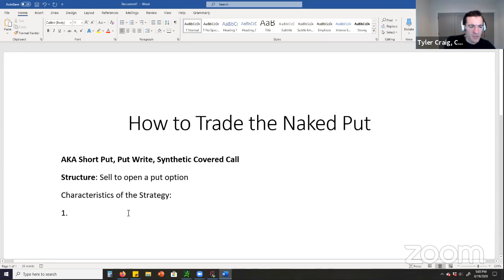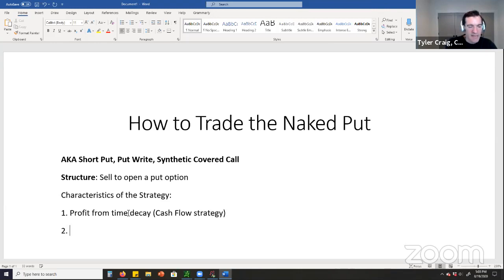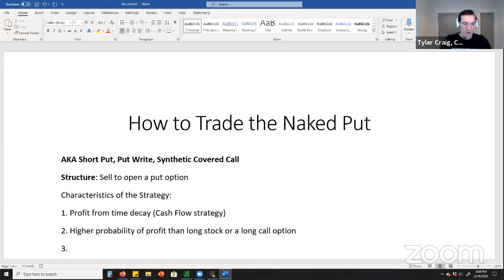So why do we like naked puts? Number one, you profit from time decay. This is a strategy that makes money as time passes. As a result, we call it a cash flow strategy. It has a higher probability of profit than long stock or a long call option. So we're using this to improve our probability of profit.